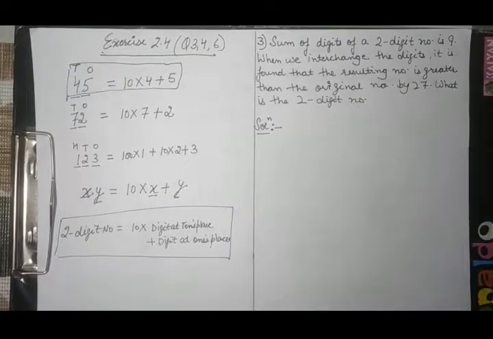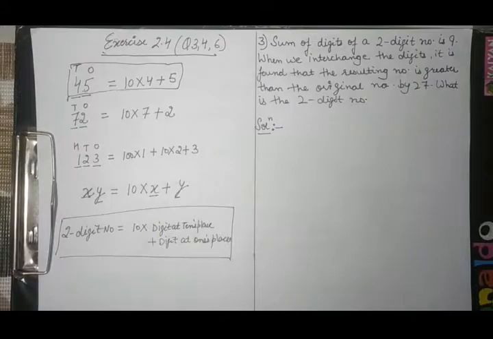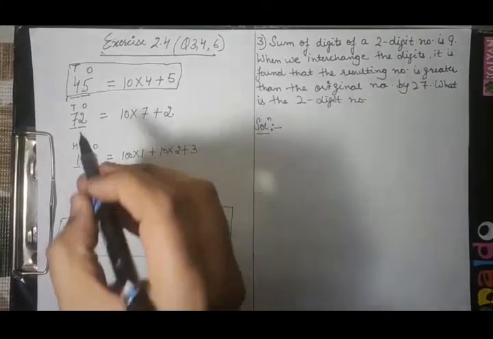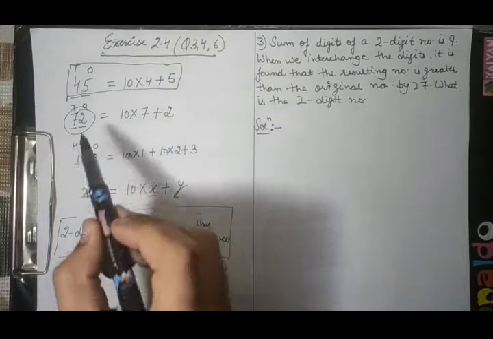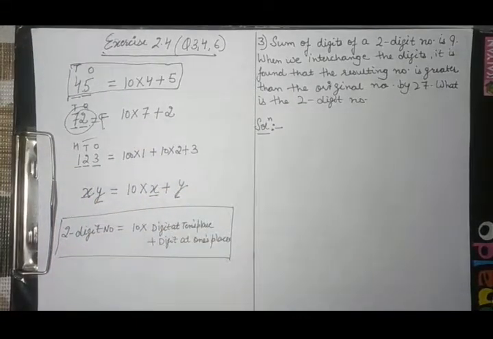Let us see question number 3 now. Sum of digits of a 2-digit number is 9. So obviously there will be 2 digits in a 2-digit number and the sum of the digits is 9. For example, let us take 72 here. So here the sum of the digits 7 plus 2 equal to 9. So there is a number in which the sum of digits is 9.